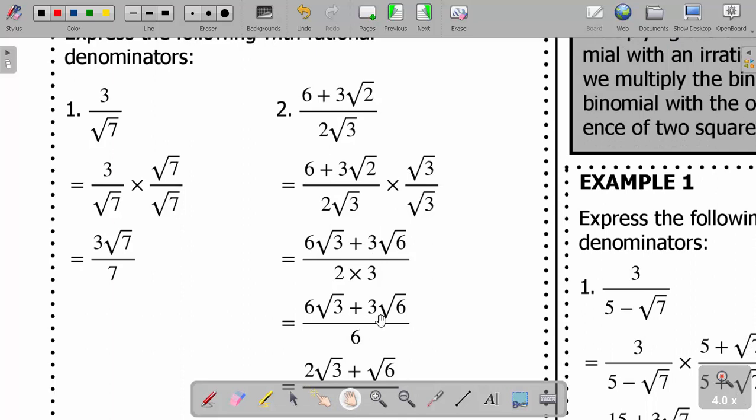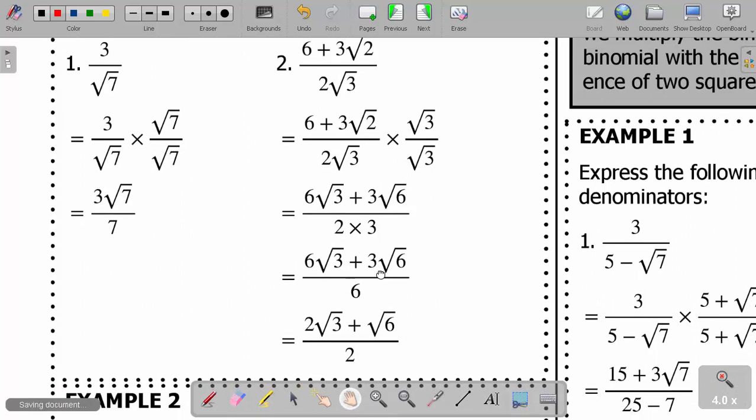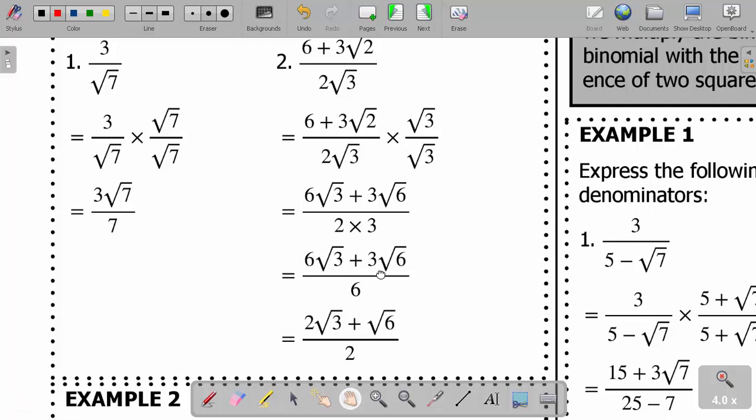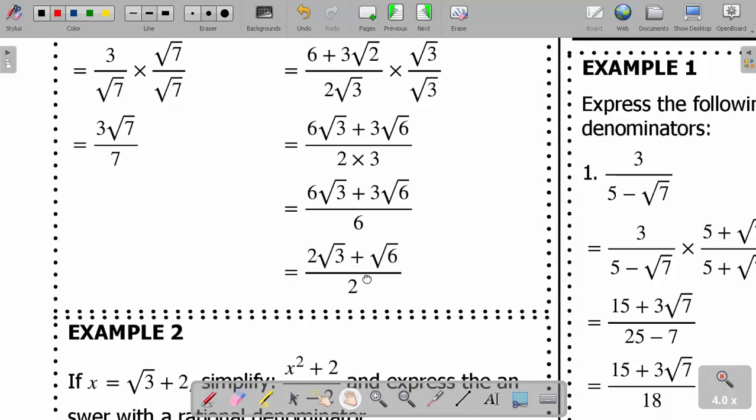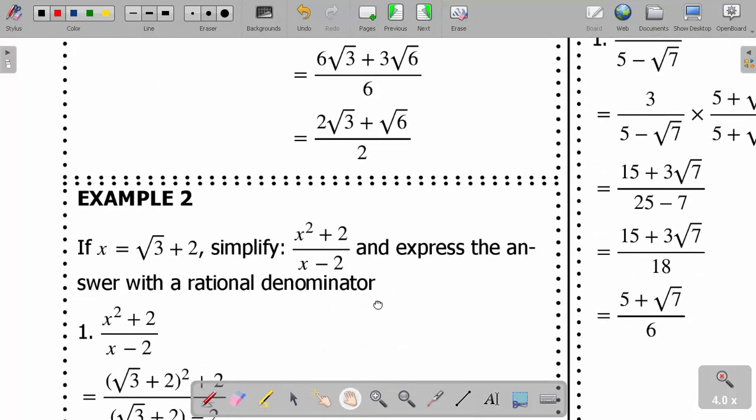So now if I check again, I can see that in this case, because this is a 3 and this is 6, which is the same as 3 times 2, I can factor out a 3, and that 3 will cancel out with one of the 3s down here to be left with only 2. That's why my answer is going to be 2 root 3 plus root 6 over 2. Hope we are together.